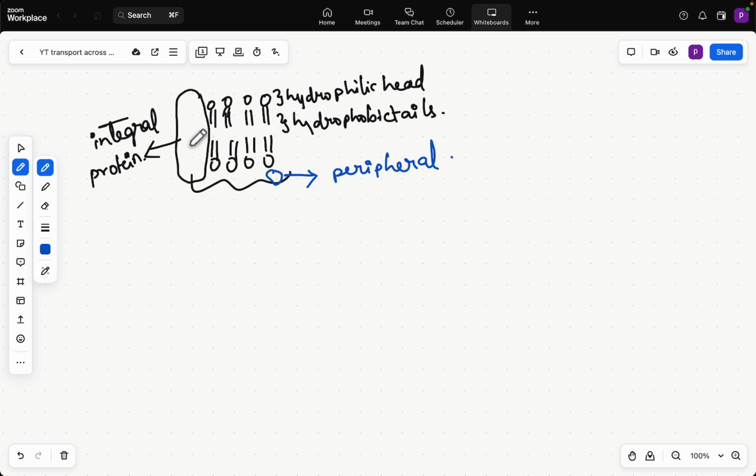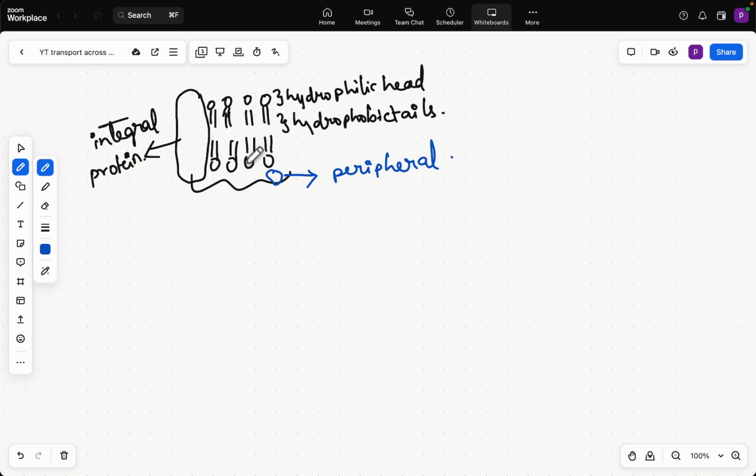Integral is actually buried inside the phospholipid bilayer. Peripheral protein is actually present on the top of the lipid bilayer. It is not buried inside. So this is the basic model which you should understand to understand the transport across a membrane.